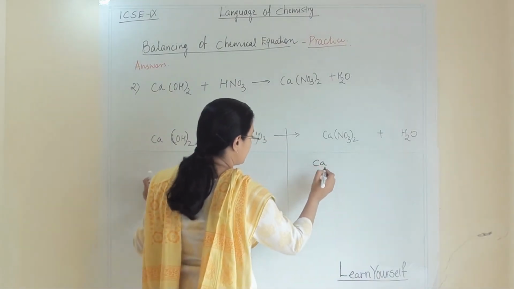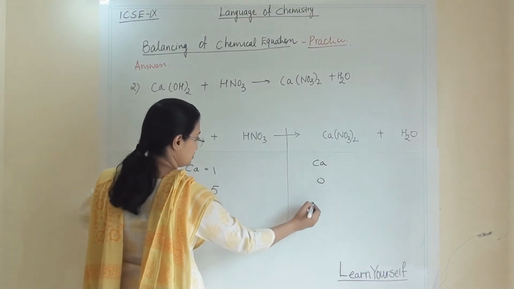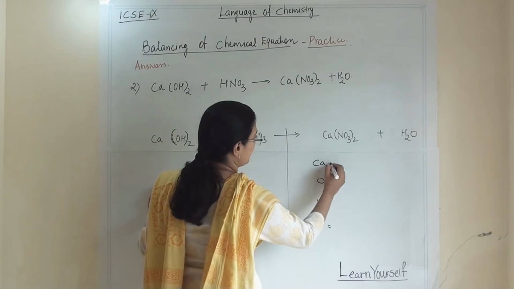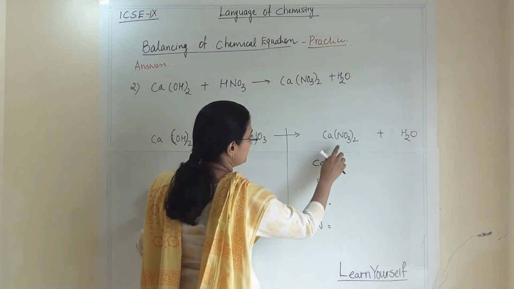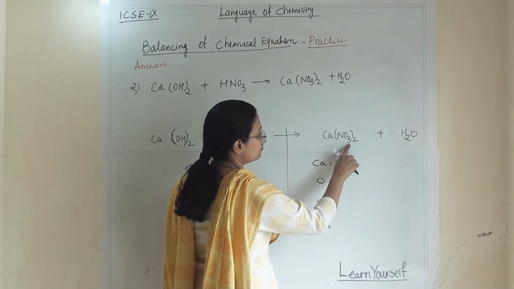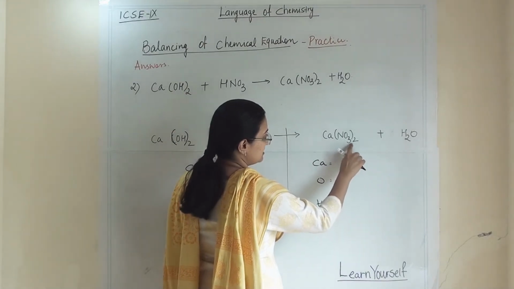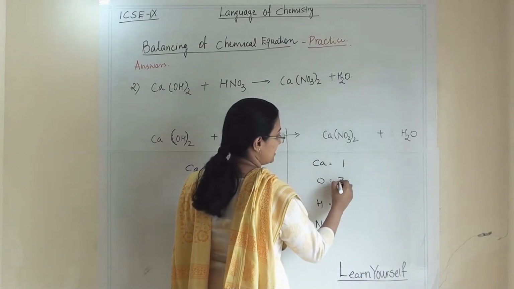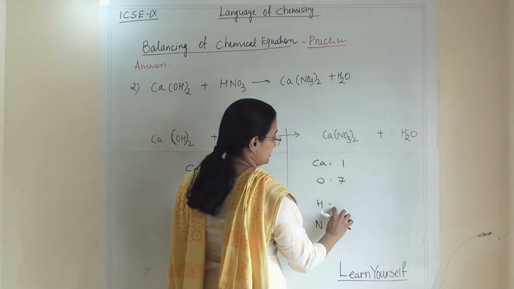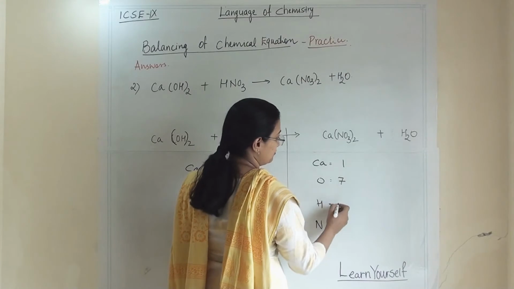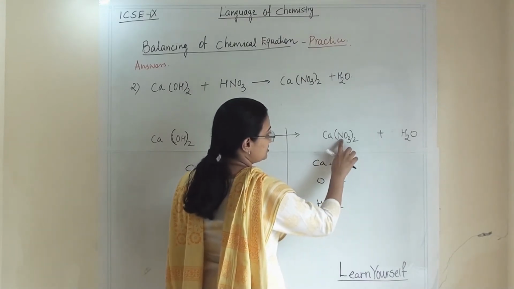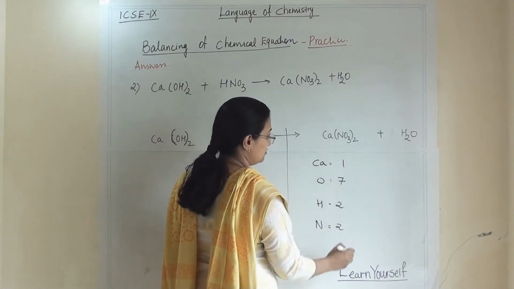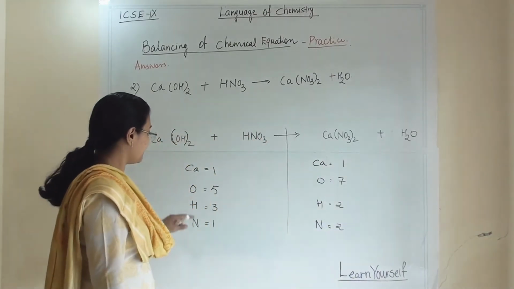Now towards the product side, calcium, oxygen, hydrogen and nitrogen. Calcium we have 1, oxygen we have 2 into 3. This 3 into 2 equals 6 plus 1. So we have 7 oxygen. Then hydrogen, 2 hydrogen. And nitrogen, this 2 is applicable to nitrogen also. So we have 2 nitrogen.